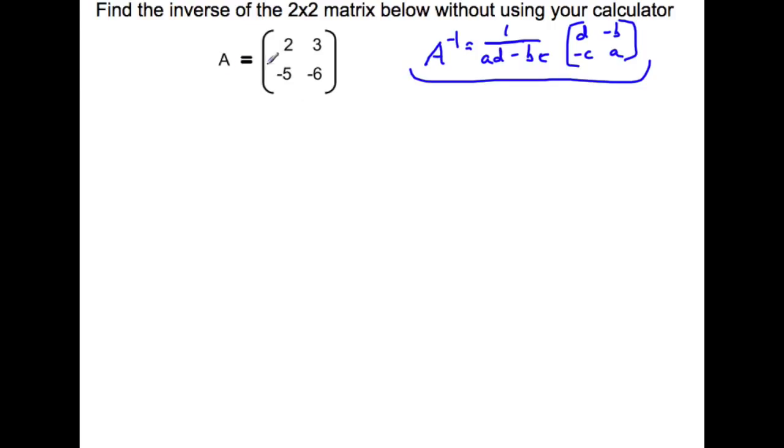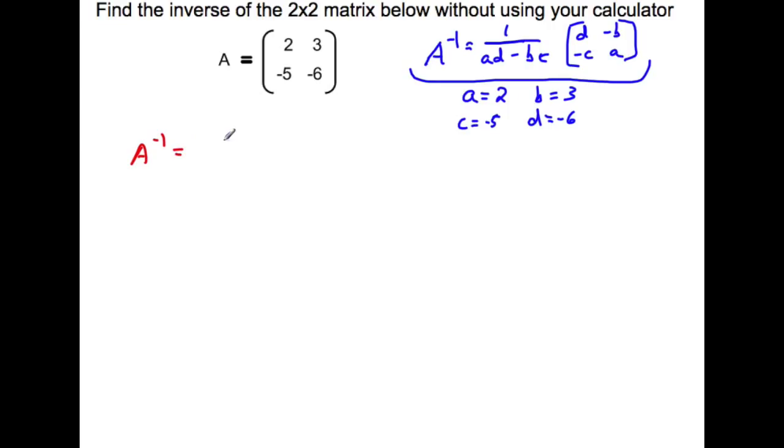So here's matrix A. Before we get into it, let's figure out what A, B, C, and D are. A is this first item, it's 2, B equals 3, C equals -5, and D equals -6. In case you're having trouble identifying what A, B, C, and D are. Okay, so let's get started.